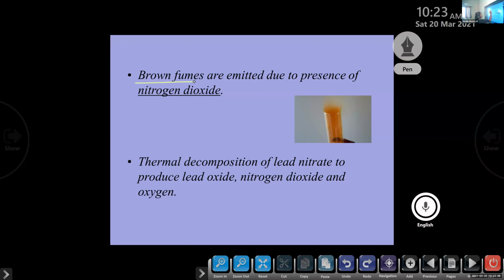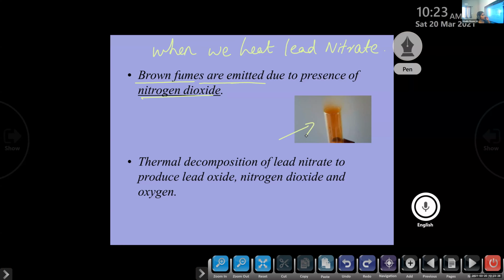And brown fumes will appear. Brown fumes are emitted when we heat lead nitrate. Okay, brown fumes are emitted. It is due to the presence of nitrogen dioxide. This one is brown fumes.